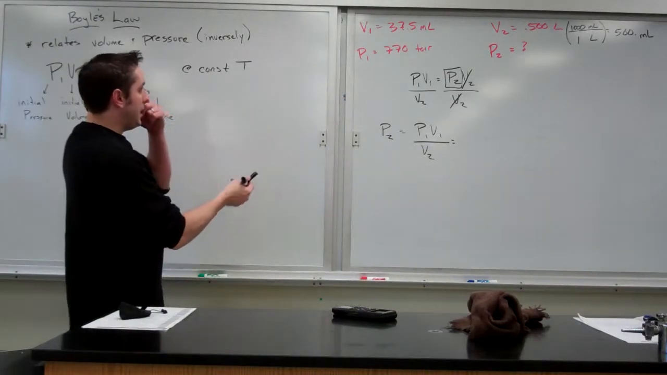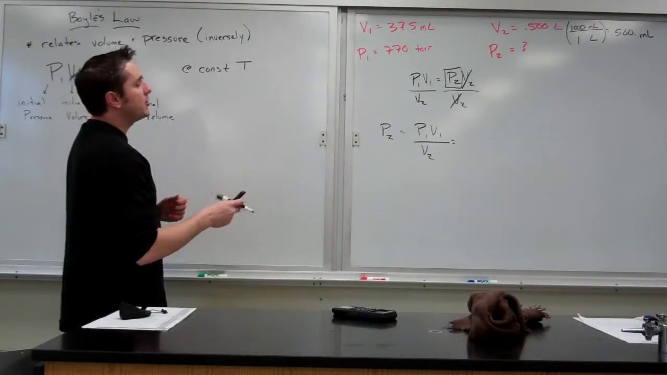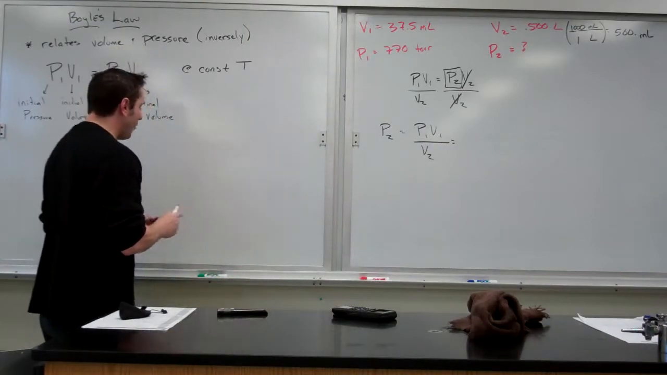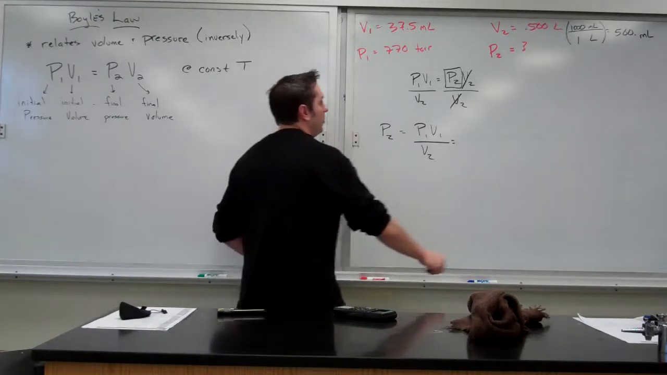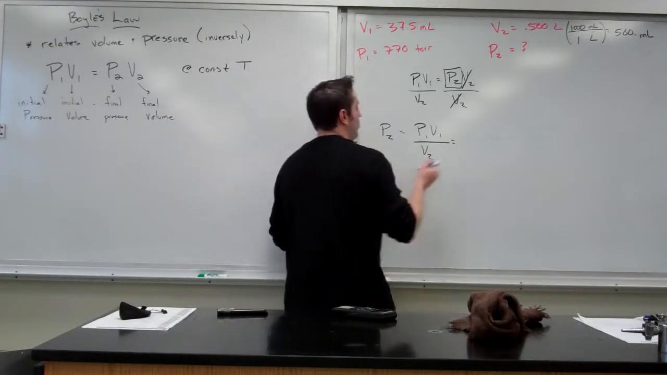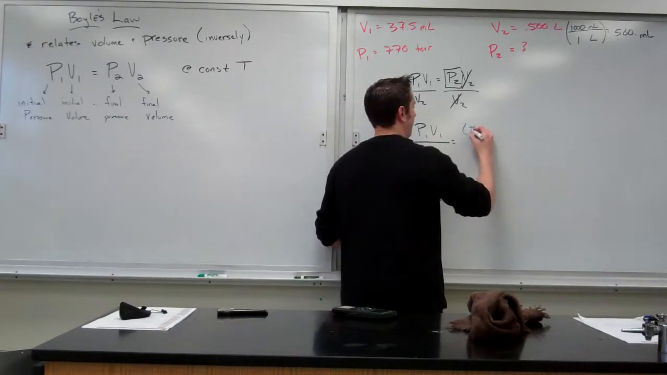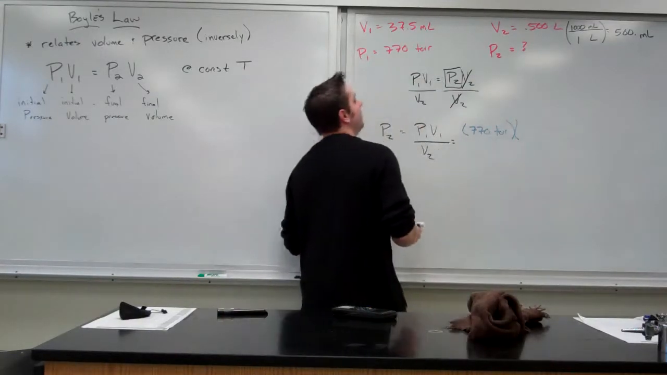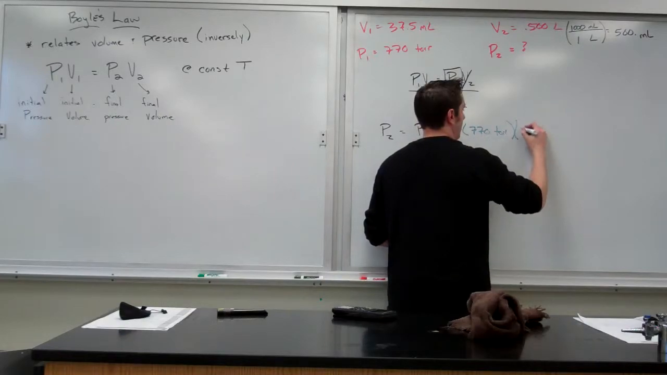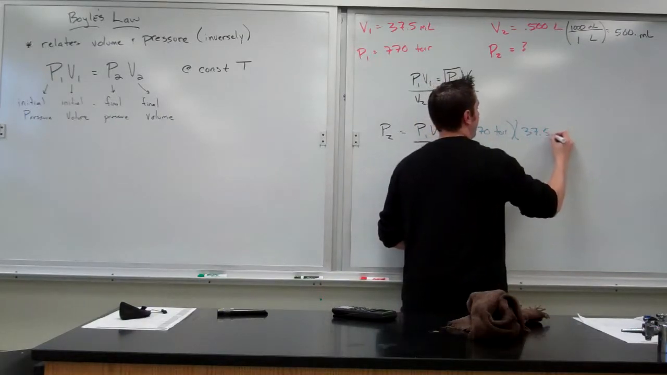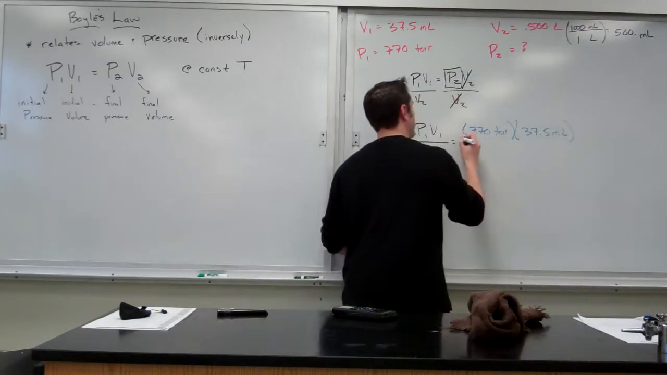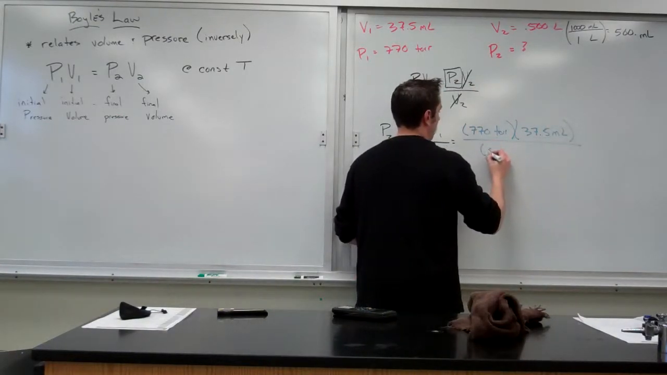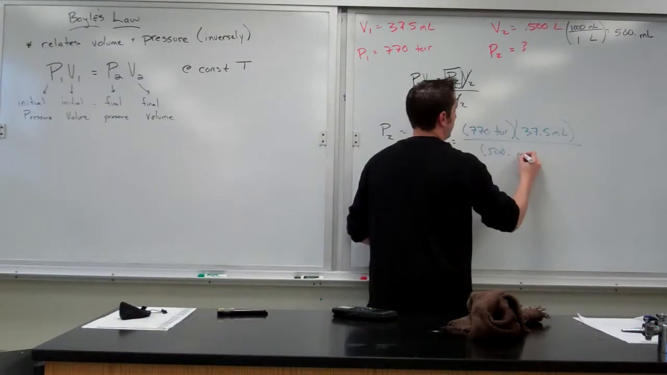Now I'm ready to plug in. Milliliters and milliliters, my units are the same. Again, no temperature, so I don't have to worry about that. So now I will plug in my values. P1, 770 torr. V1, 37.5 milliliters. V2, 500 with a decimal milliliters.